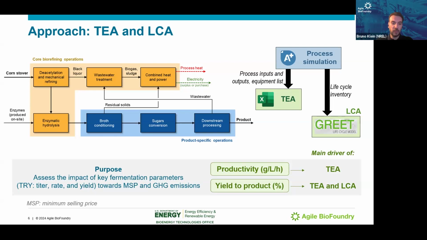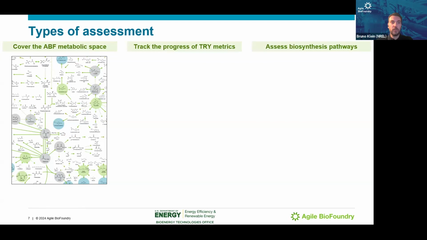So the main purpose of all this is to assess the impact of key fermentation parameters, as ABF is a consortium centered on the conversion of essentially sugars. Obviously, other feedstocks can be considered, but of sugars to some products. And since this is the core of the biorefinery, we just try to understand what is the effect of the TRY metrics, titer, rate, and yield, towards minimum selling price and GHG emissions of several different products.